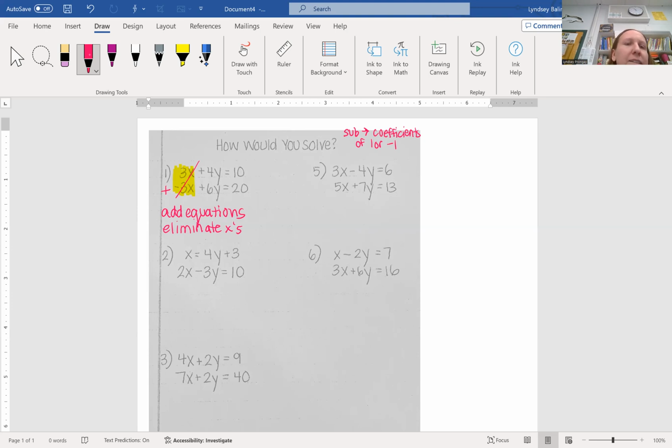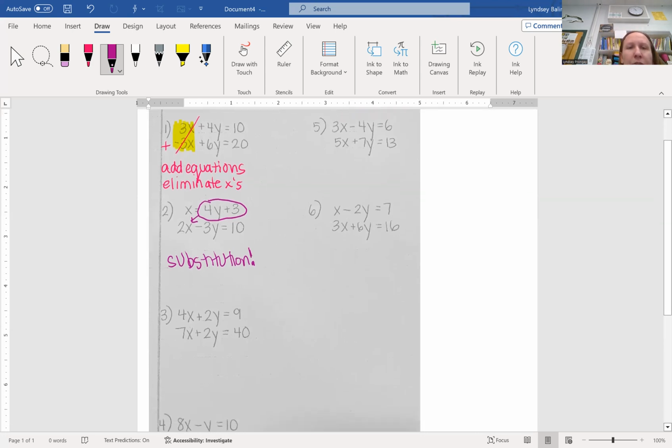Number two, I have x equals 4y plus 3. And I see that x equals an expression, and this is a prime candidate for substitution. So I would take what x equals, and I would substitute it in for the x in the other equation. So for this one, substitution is probably your best option because it has that x equals right there.